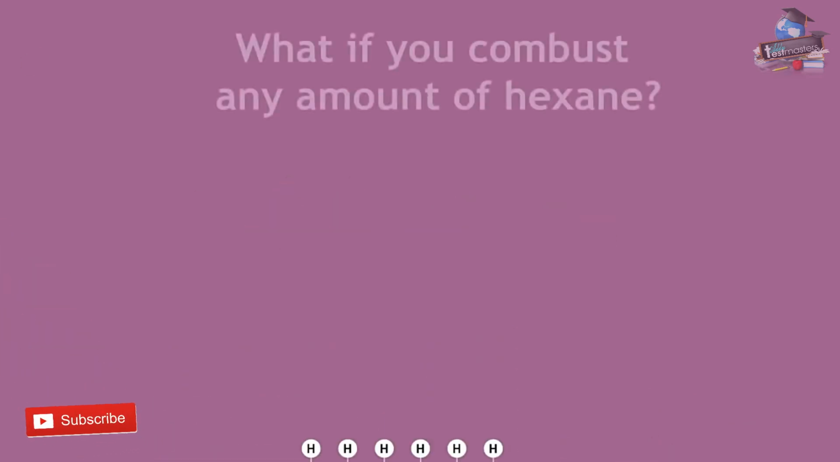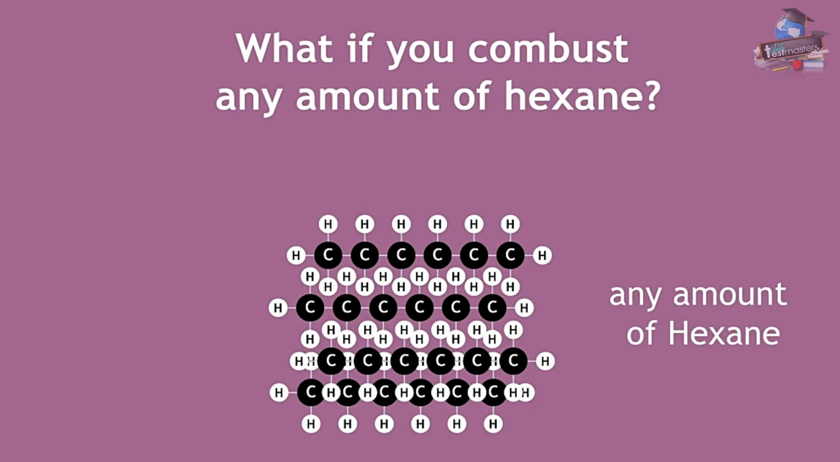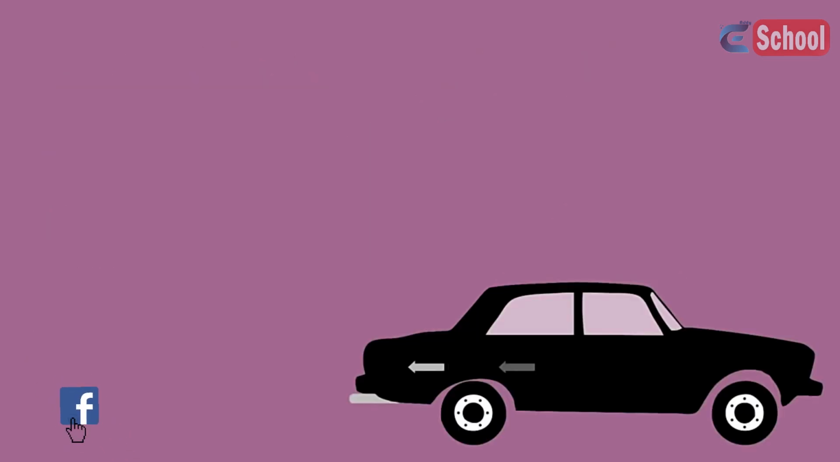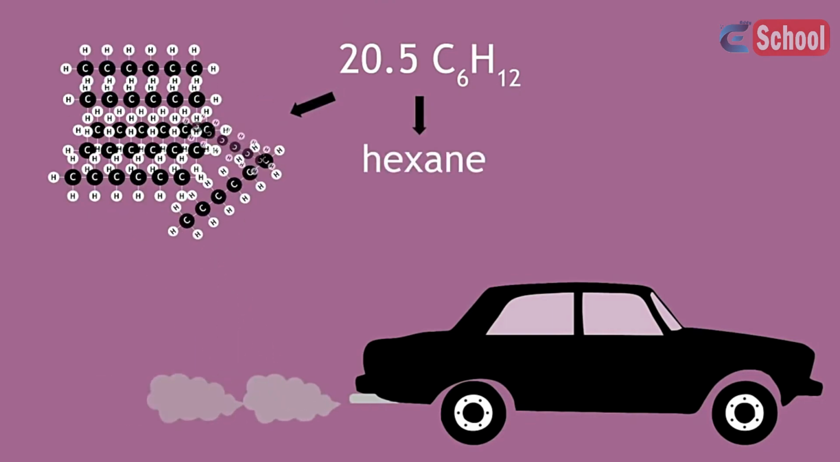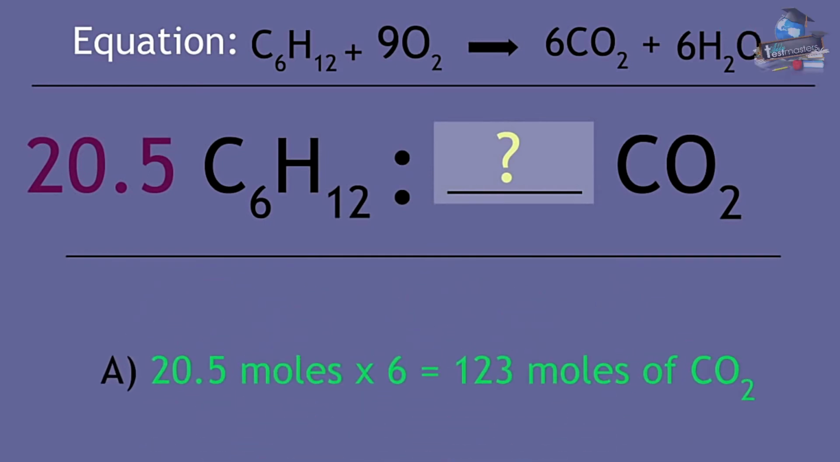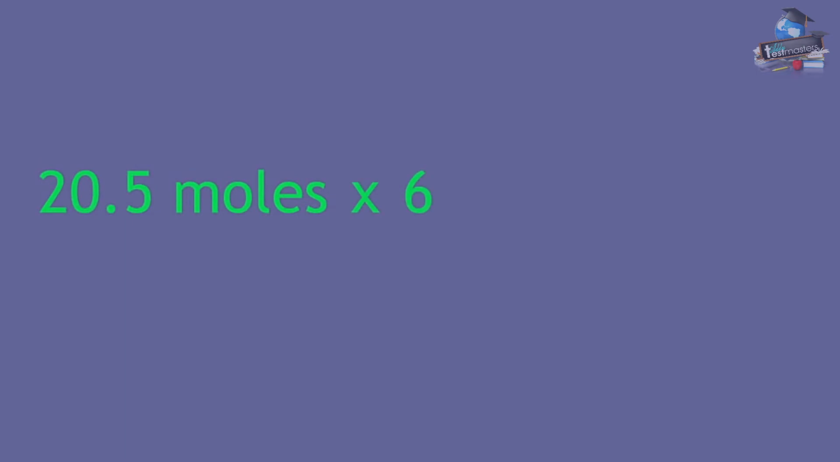However, what if you combust any amount of hexane? The amount of hexane used in mass and moles will vary according to how long the car is used. Let's say that you used the car for 20 minutes and it combusts 20.5 moles of hexane. How many moles of carbon dioxide do you think will be produced? Pause, select and continue when you're ready. The correct answer is A, because 20.5 moles times 6 is equal to 123 moles.